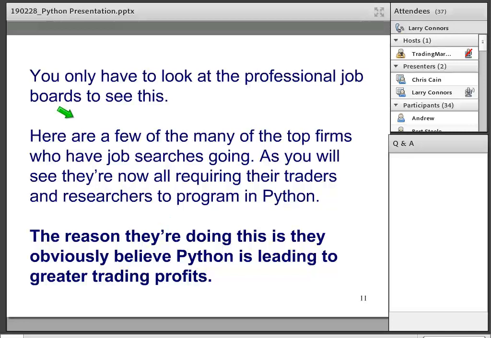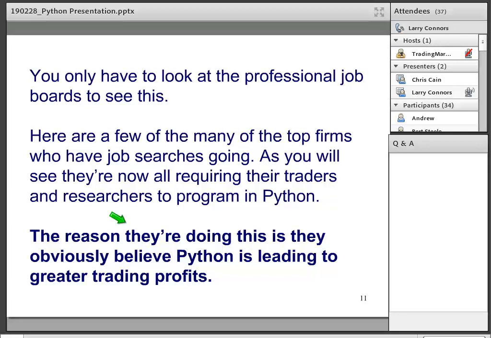And here are just a few of the top firms who have job searches going on. And as you'll see, they're now all requiring their traders, the researchers, other people that are involved in it, but especially the traders, to program in Python. And the reason why they're doing this is they believe that Python is leading to greater trading profits for the traders and for the firms.